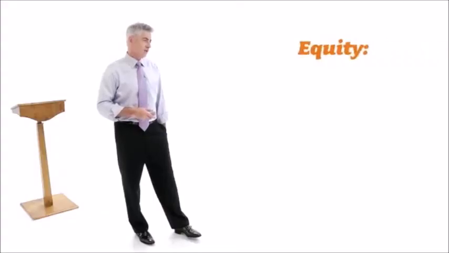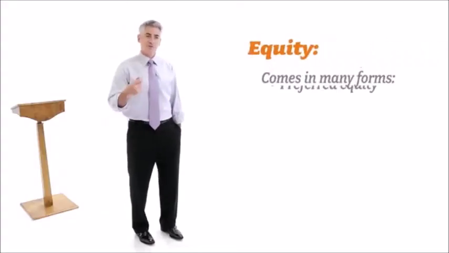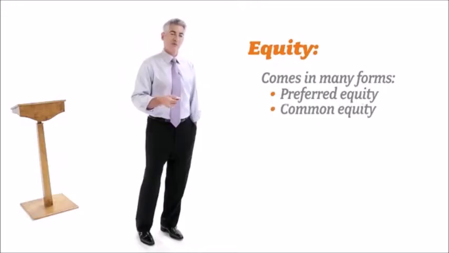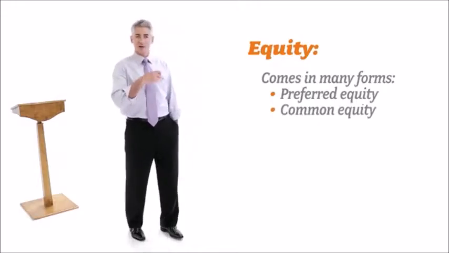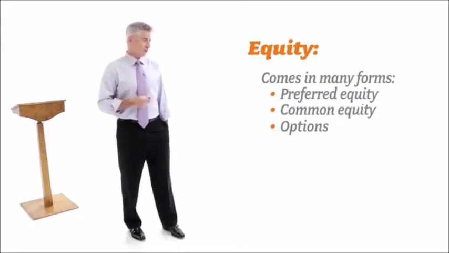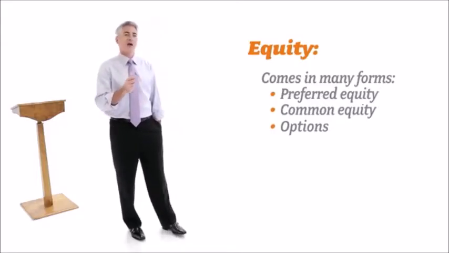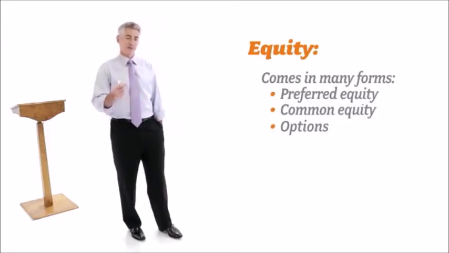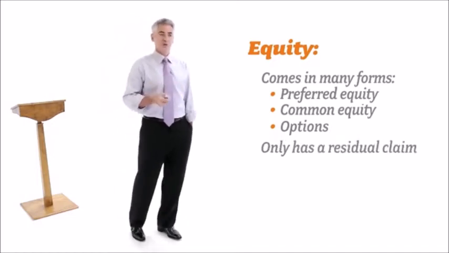Now the equity, also there are varying forms. There's something called preferred equity or preferred stock. There's common equity or common stock. And again, stock and equity are basically synonyms. There are options, but really not worth talking about today. The important point is that the equity gets everything that's left over after the debt's paid off. So it's called a residual claim.